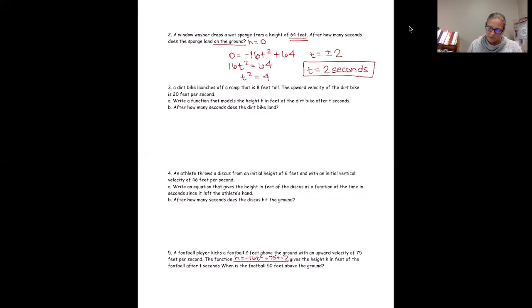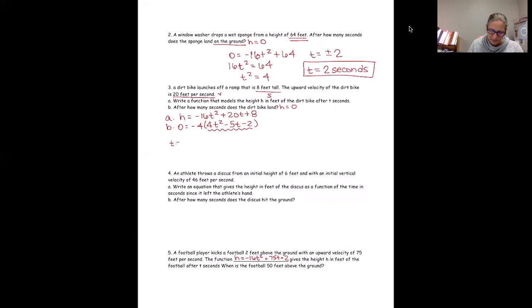A dirt bike launches off a ramp that is 8 feet tall. That's your initial height. The upward velocity is 20 feet per second. There's v. So write the function that models the height h in feet of the dirt bike after t seconds. So h equals negative 16t squared plus 20t plus 8. After how many seconds does the dirt bike land? That means h is equal to 0. So we're going to factor out a negative 4. And because we cannot factor that expression, we are going to use the quadratic formula.